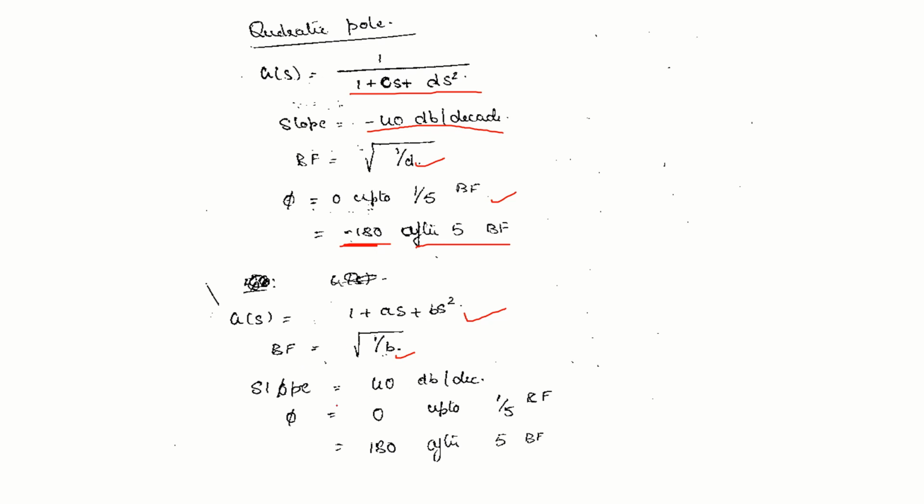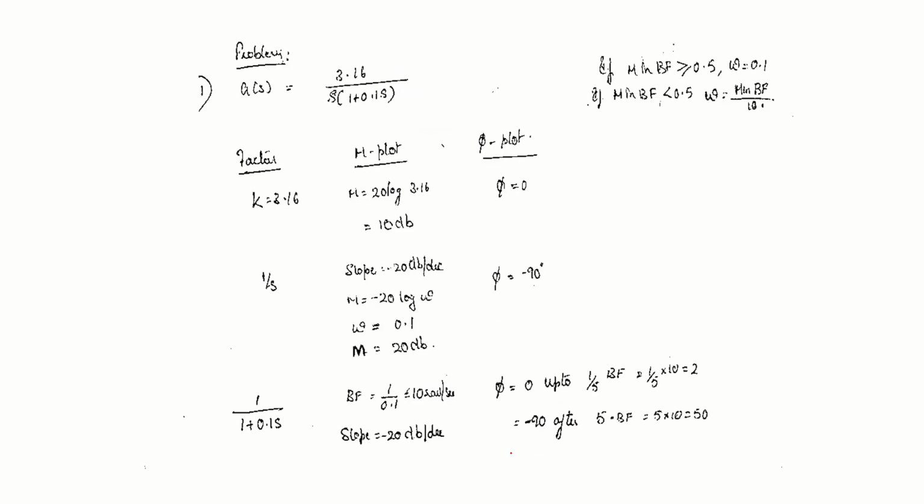This we can prove separately. So slope is plus 40 dB per decade, and phase angle is 0 up to 1/5 break frequency. Phase angle is plus 180 after 5 times the break frequency. So these are the fundamentals you must know, then we can easily draw the Bode plot. Now to make you understand, let me work out a simple example.